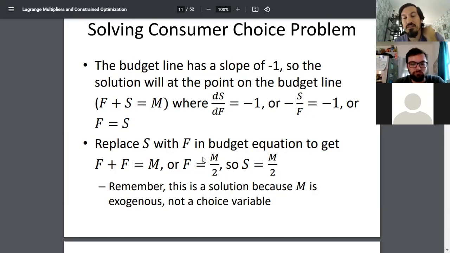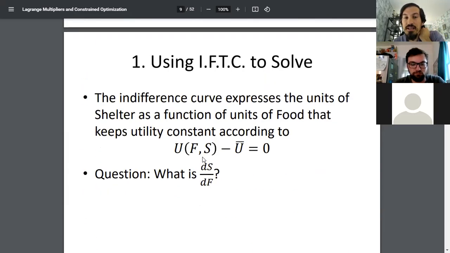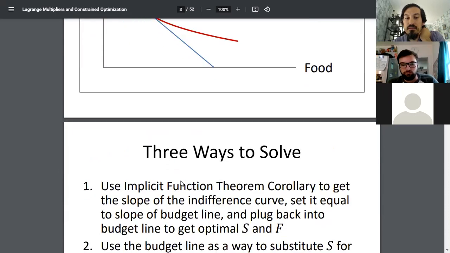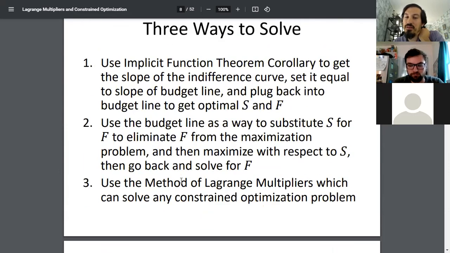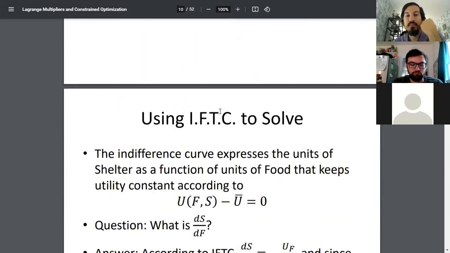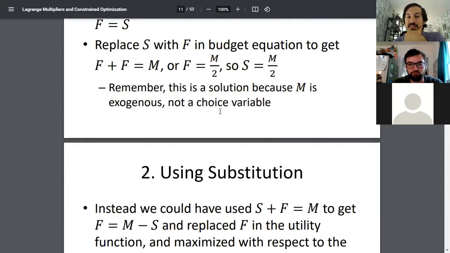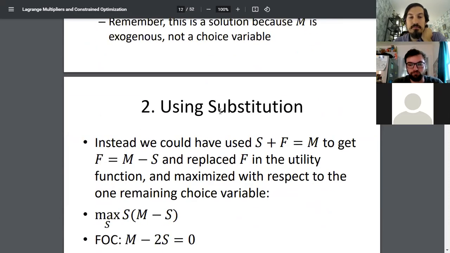And we got it just using what we know about this budget line and this indifference curve. And the only real reason it used the implicit function theorem corollary was to get the slope of the indifference curve. That's really all we did it for. Okay. The rest of it was also substitution.